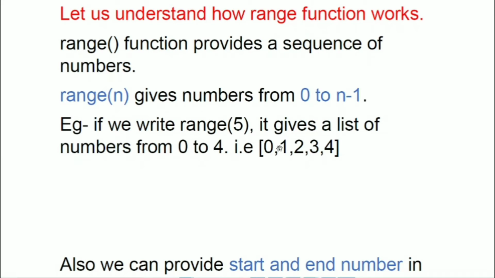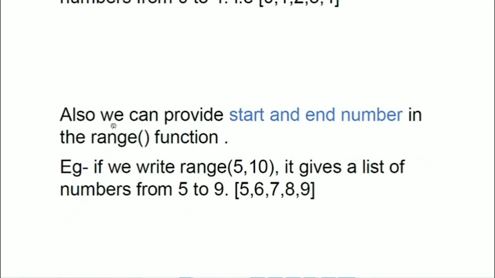But what if we don't want 0 as the lower limit, or we want any other number as the lower limit? We can mention the lower limit or the starting number in the range function as well. In the range function we can provide both the numbers, the start number or the lower limit and the end number or the upper limit. As I have mentioned, we can also provide the start and the end number in the range function. So if we write range 5 comma 10, it will give a list of numbers from 5 to 9.